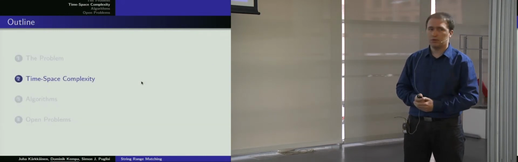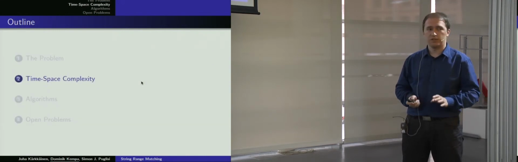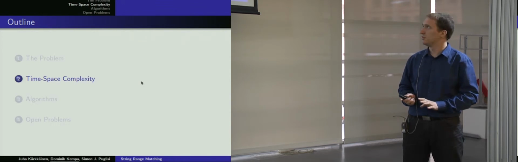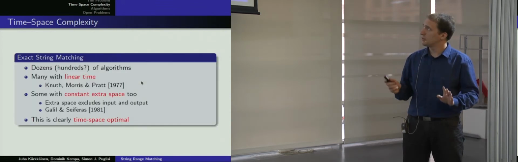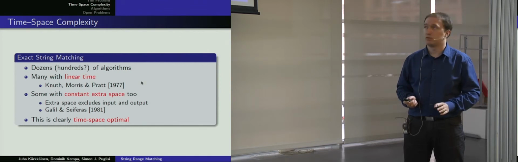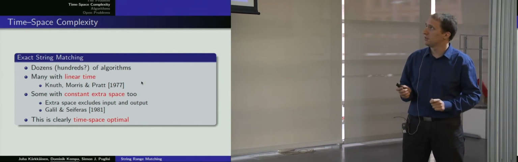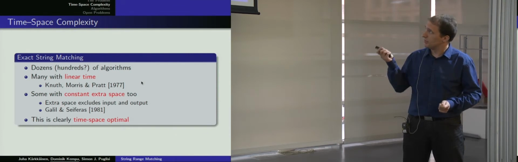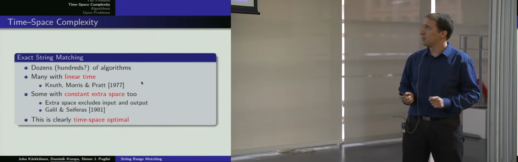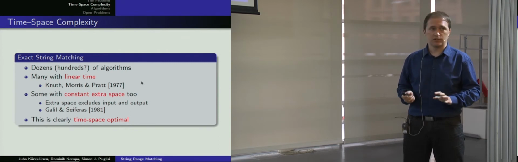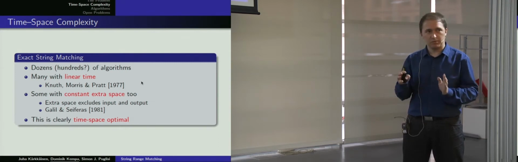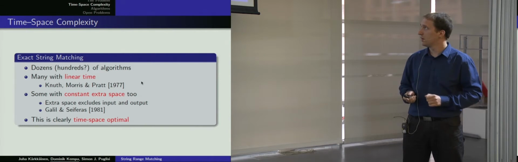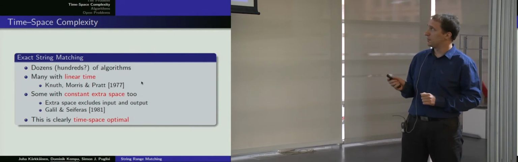Okay, so we'll now review the time-space complexity of the problems mentioned so far. So exact string matching is a classical problem in stringology with dozens of algorithms. Many of them have linear time complexity, such as the famous Knuth, Morris, and Pratt. Some of them, in addition, also use constant extra space, which is the space in addition to input and output. And these are called time-space optimal.